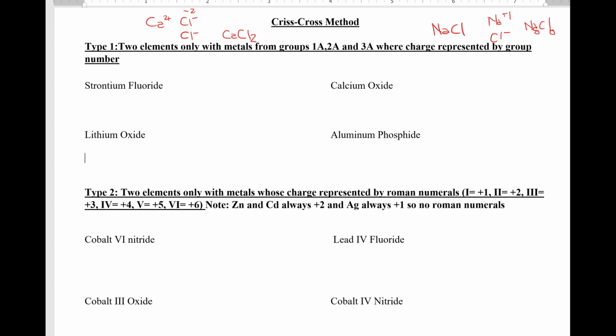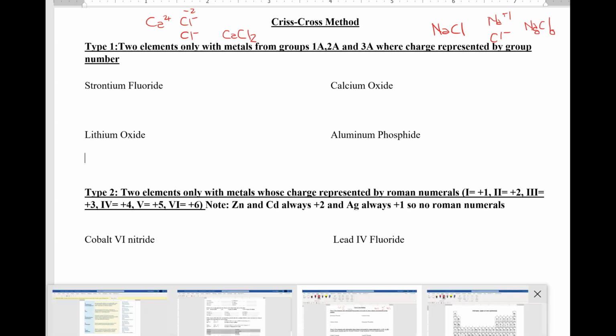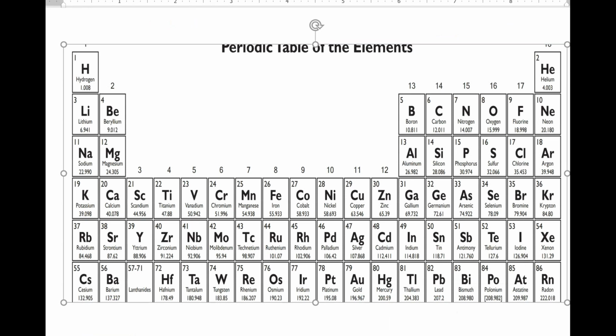Now, before we do that, what we need to do first is figure out how to use the periodic table to give us some basic information. So we're going to go over that right now. So the periodic table, there's some generalities you need to know. Group 1 is always going to be a positive 1. Group 2 is always going to be a positive 2. Group 3 is going to be a positive 3. This is 1A, 2A, and 3A.